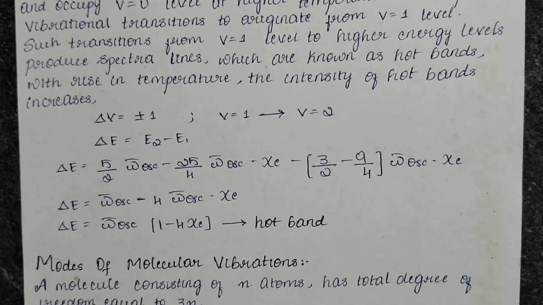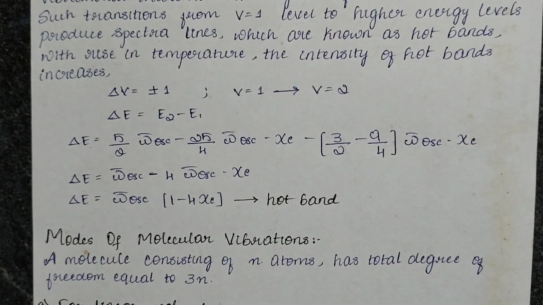Now let us see the modes of molecular vibration. So what are these modes of molecular vibration and how can we calculate them? First, let us see a molecule consists of n number of atoms. So the number of atoms present in a molecule is represented in terms of n, and it has a total degree of freedom equal to 3n. So if a molecule consists of n number of atoms, then the total number of degrees of freedom that particular molecule can contain is equal to 3n.